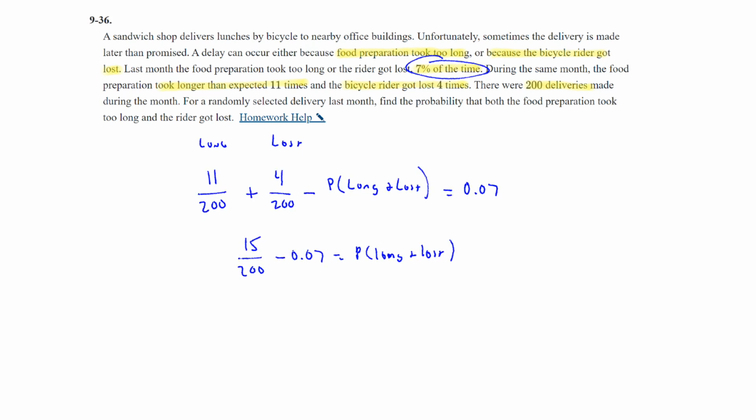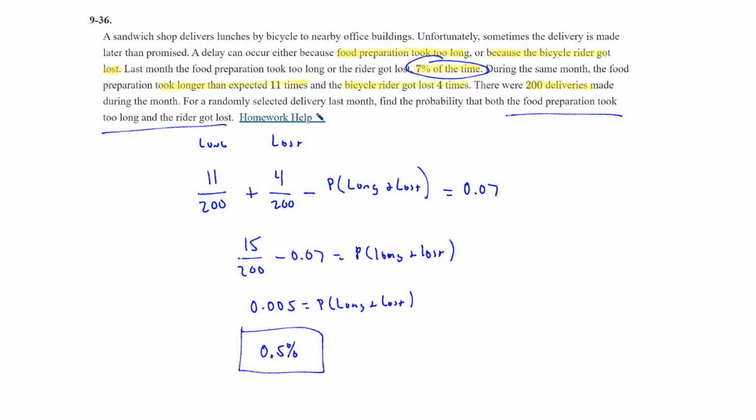So 15 over 200 minus 0.07 is going to give us 0.005 as the probability that the food preparation took too long and the bike rider got lost, which is 0.5%. So 0.5% is the probability that both the food preparation took too long and the rider got lost. Which for this 0.5% would be 1 person for every 200. So there was only one time out of that 200 that they got lost and that the food preparation took too long.